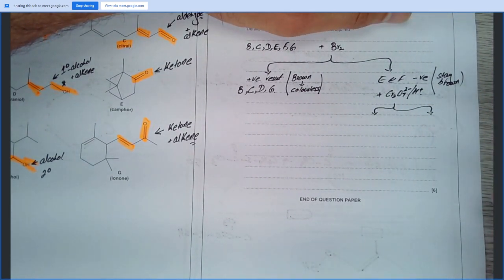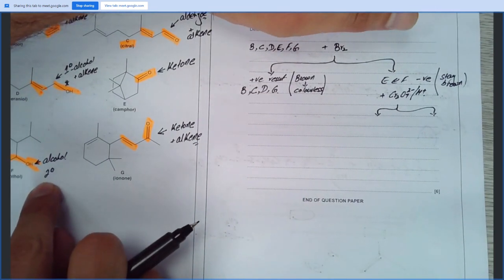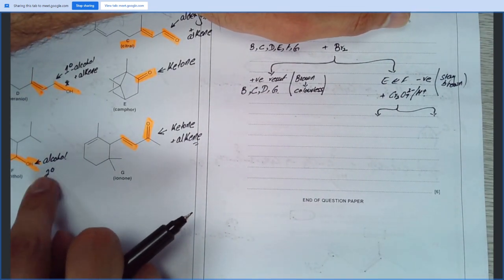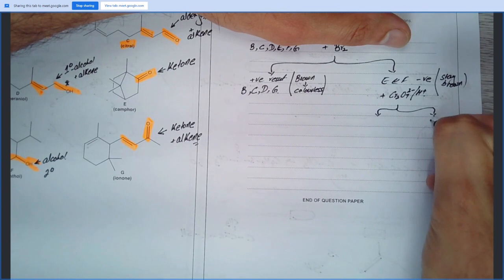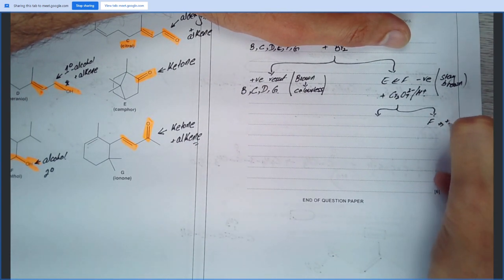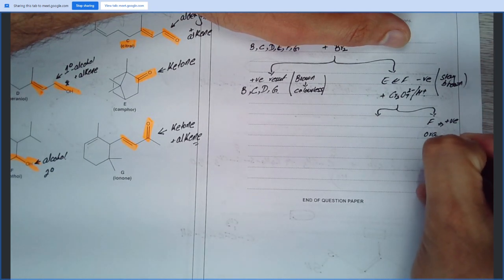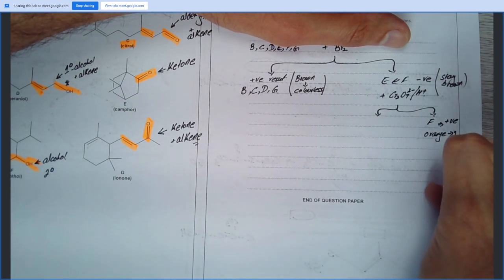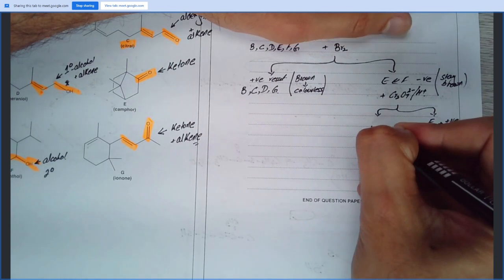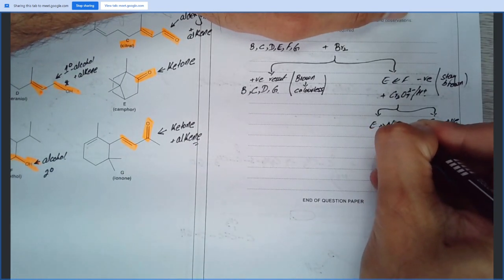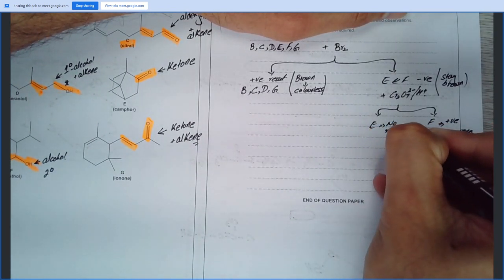Then I can say F will oxidize because it's a secondary alcohol. It will change into a ketone. So in case of F, it will be positive and it will go from orange to green, and E will show no reaction. Are we happy with this so far?